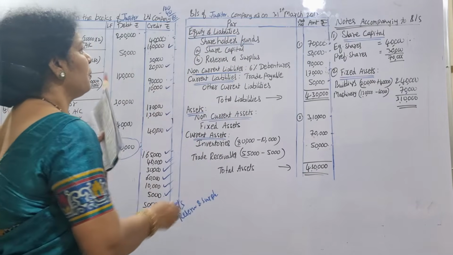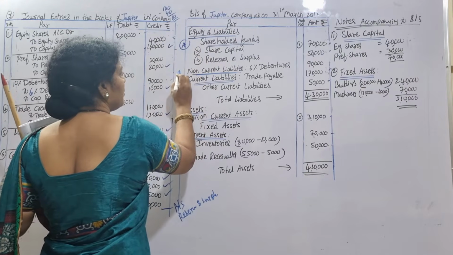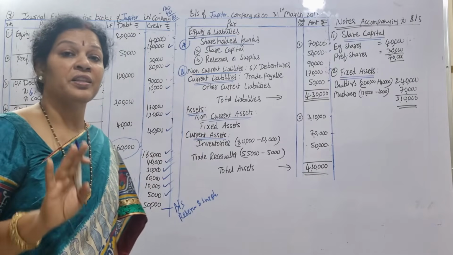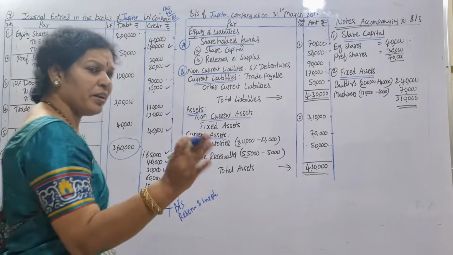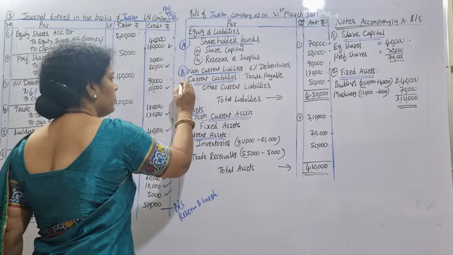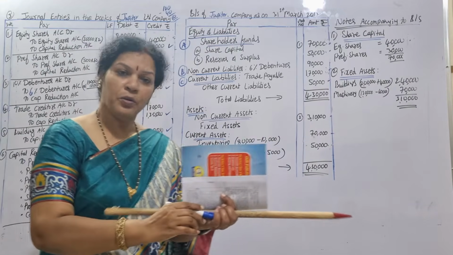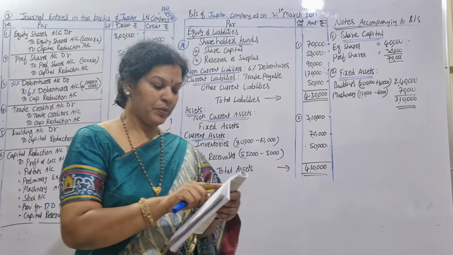Not two, three columns. One is shareholders' funds. Second one is non-current liabilities. Non-current liabilities is nothing but long-term liabilities, debentures, or any other long-term loan. And the third one is current liabilities. Three parts. Now you look at the given balance sheet first.